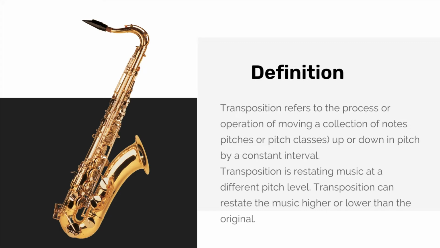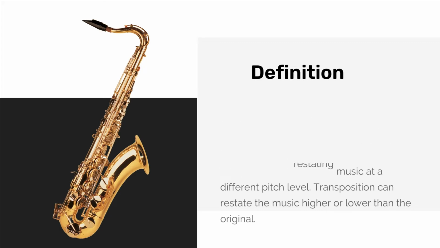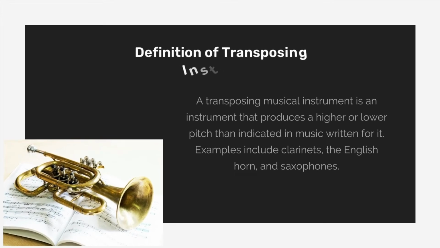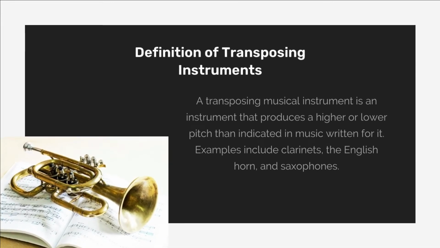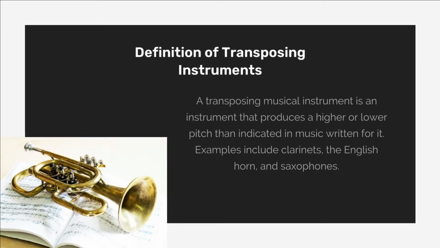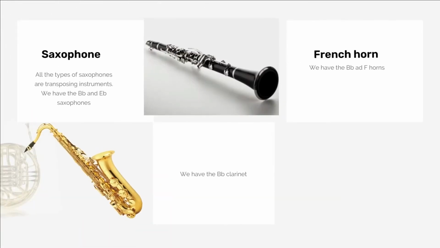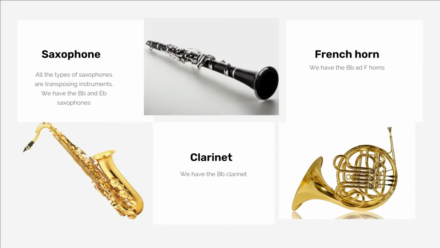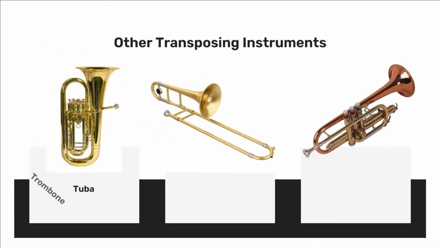Now let's look into transposing instruments. What do we mean? How do we define it? A transposing musical instrument, therefore, is an instrument that produces a higher or lower pitch than indicated in music written for it. Examples are the clarinet, the French horn, the saxophones. Now let's look at them. The French horn, the clarinet, the saxophone, they have their various registers. When you play them, they sound a little bit different from what is written. So that interval, that difference, is what makes them transposing instruments.